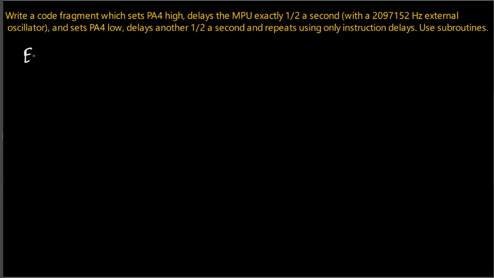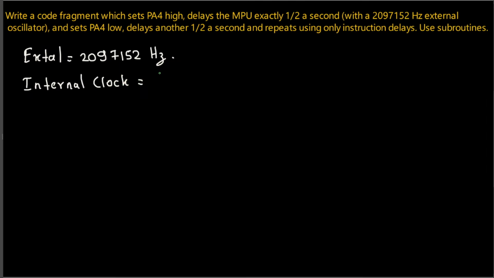External is 2,097,152 Hertz, and there's a relationship between the external and the internal clock. That is, the internal clock is 1/4 of the external, so we can use that here. External divided by 4.